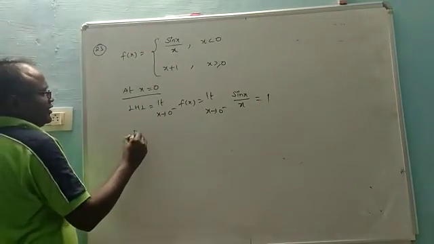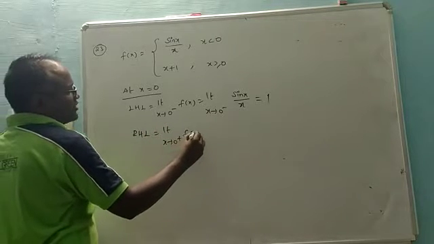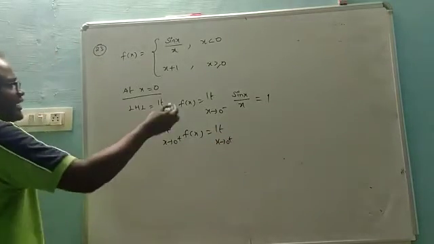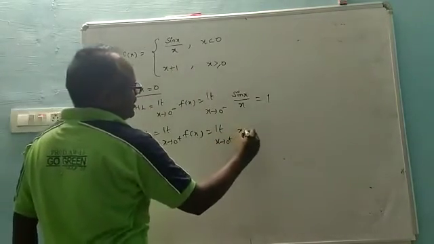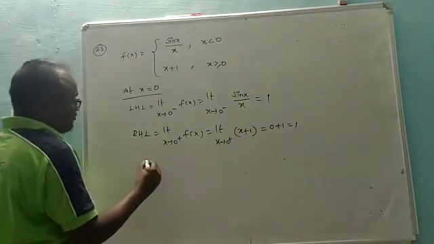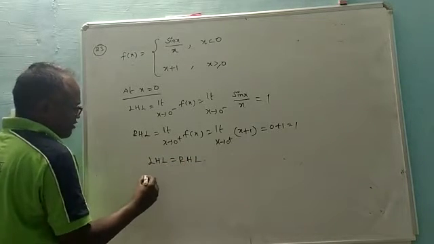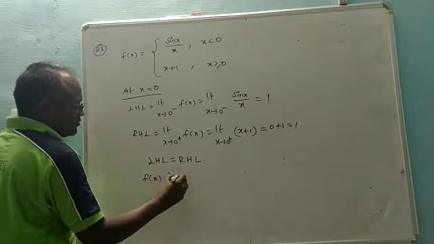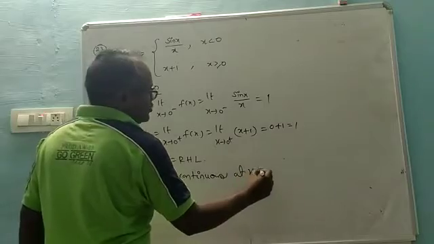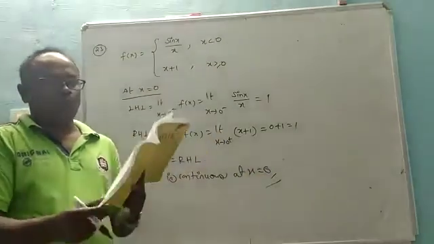What about the right hand limit? Right hand limit is equal to limit x tends to 0 plus f of x. 0 plus means greater than, so x plus 1. Substitute x equal to 0: 0 plus 1, which is equal to 1. So the left hand limit is equal to the right hand limit. Therefore, f of x is continuous at x equal to 0. Next, the 24th and 25th are also the same model questions.